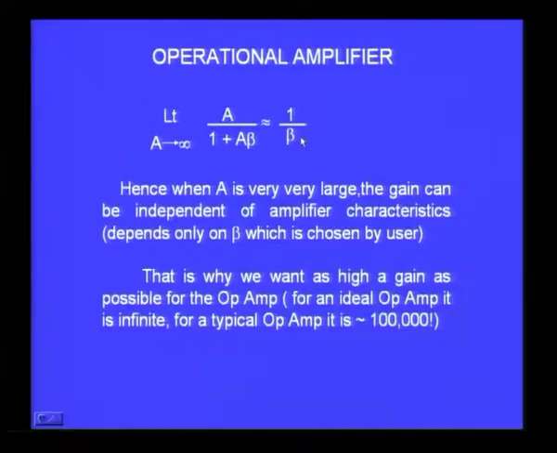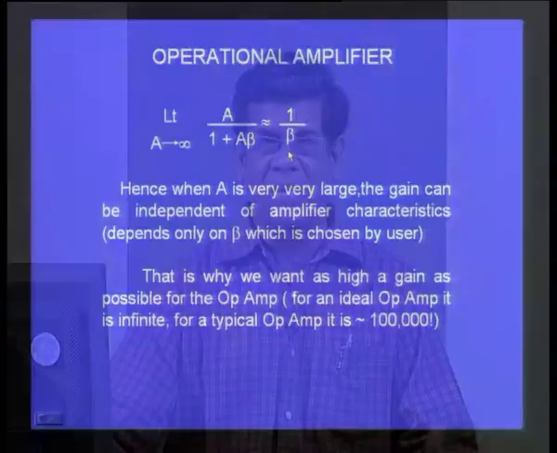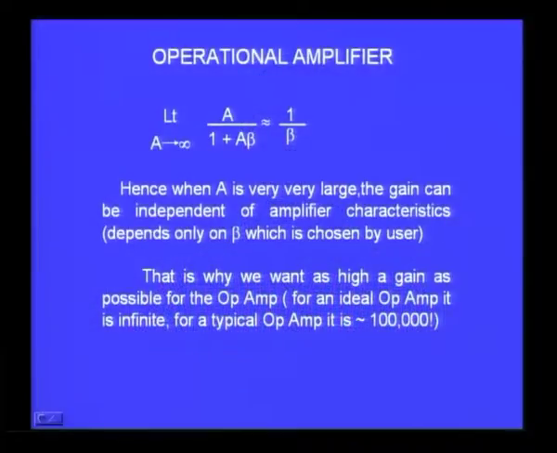He can choose the proper network for the feedback, by which you will be able to completely decide the property or the behavior of the amplifier by using external resistors and capacitors. That is why we want to have as high a gain as possible for the operational amplifier. That is why we want the gain of the amplifier to be around 100,000 or more. In the ideal case, it is infinity, because then it becomes very convenient.